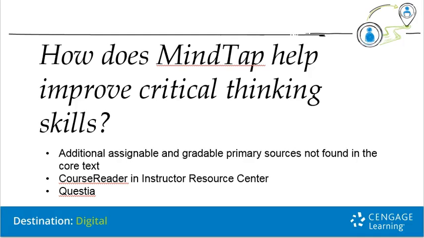So just to bring everything full circle, how does MindTap help improve critical thinking skills? In these three ways. One, the additional assignable and gradable primary sources that are not found in the core text but are found in MindTap. Two, we now have a brand new instructor resource center that includes Course Reader, which also provides faculty with access to thousands of primary sources that can be added to MindTap. And then there are primary sources that can be added to MindTap from within Questia.